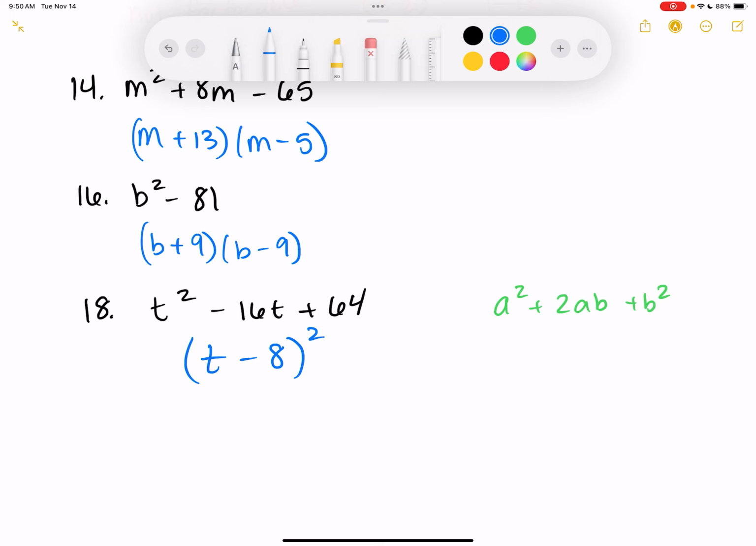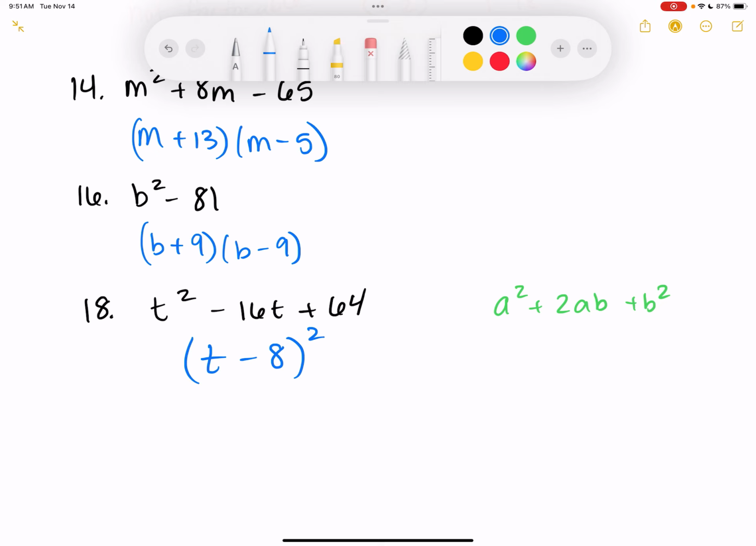Okay, so if you were going to FOIL this back, it would be t minus 8 times t minus 8, and then you FOIL it, and that will give you this here. Now, if you had not recognized it was a perfect square trinomial, you would have thought, okay, factors of 64 that give me negative 16 would be negative 8 and negative 8. And then you would have had t minus 8 and t minus 8. Just make sure you combine them when it's a repeated factor like that, if you don't recognize the perfect square trinomial.